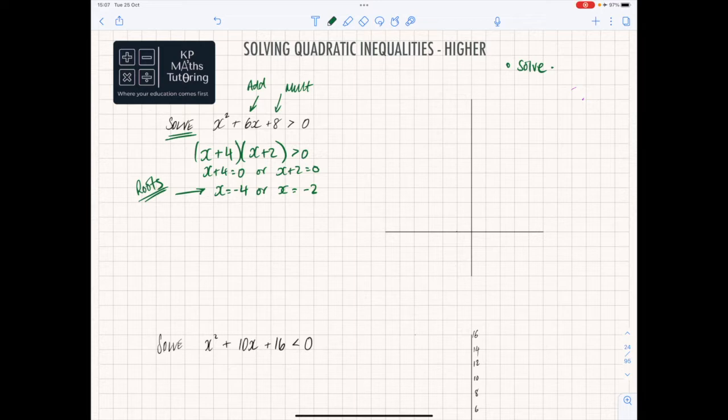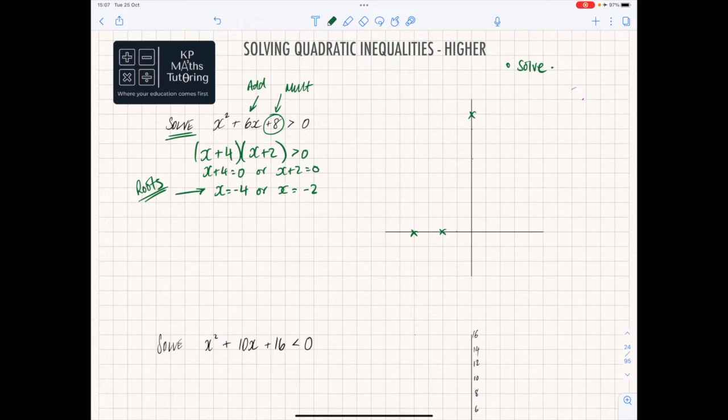So what I can do, on this graph on the right hand side, is go to these 2 points, so minus 2 and minus 4 become my roots, and I can plot those 2 points. The next thing I know is it crosses at 8 on the y-intercept, so I can plot that point as well. If we go 1, 2, 3, 4, 5, 6, 7, 8, 8 is up there on the y-axis, so they are my 3 points I've already got.